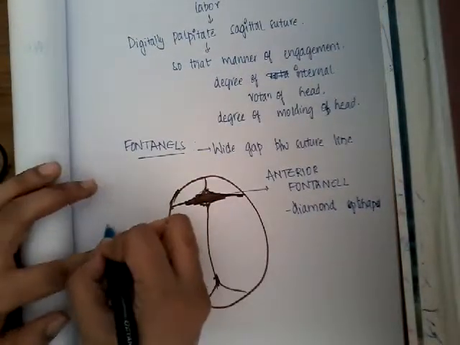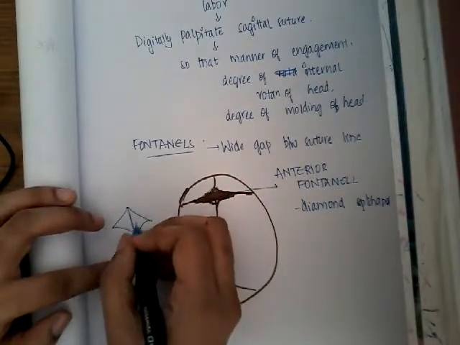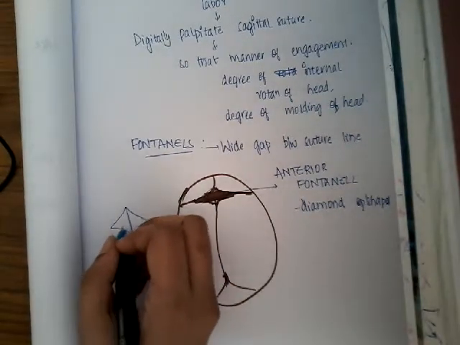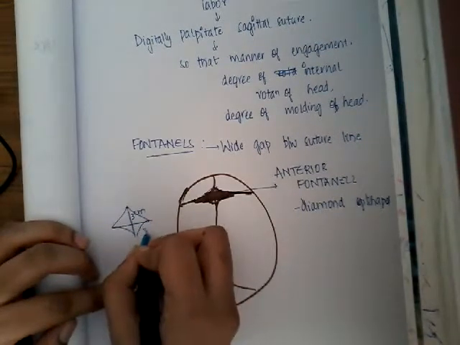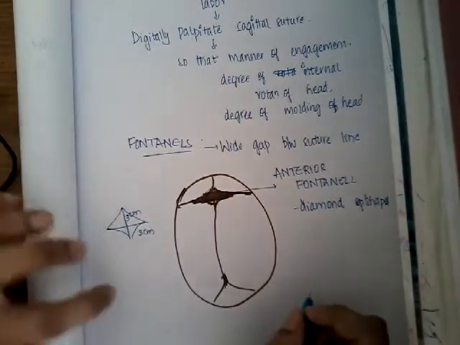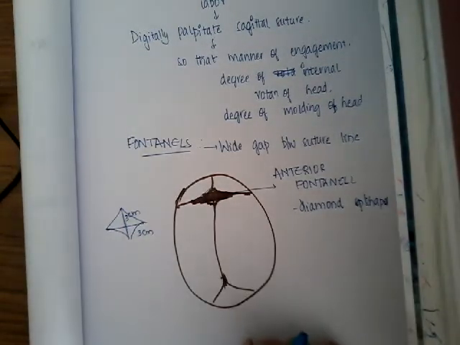The diameters of the anterior fontanelle: antero-posteriorly it is 3 centimeters, and the transverse diameter is also 3 centimeters. Both the antero-posterior and transverse diameters of the anterior fontanelle are 3 and 3 centimeters.